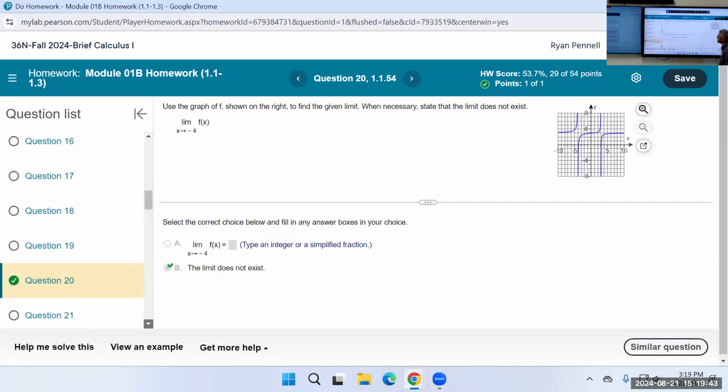Question 20. Use the graph of f shown on the right to find the given limit. When necessary, state that the limit does not exist. So we want the limit as x approaches -4. And remember, it has to agree left and right.